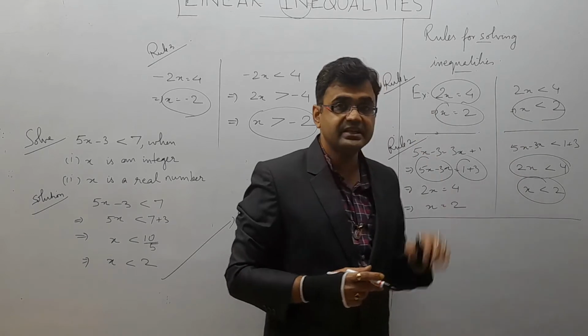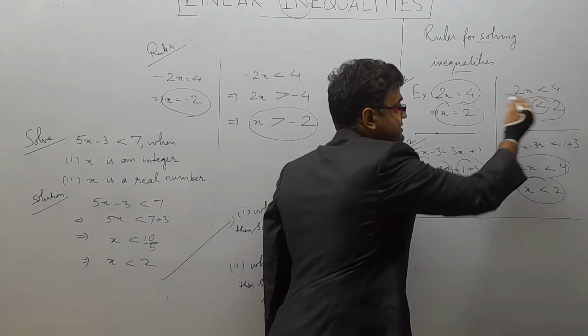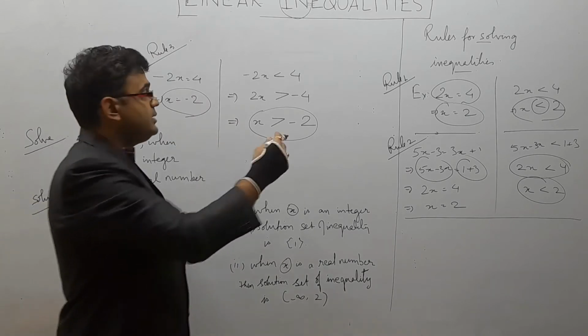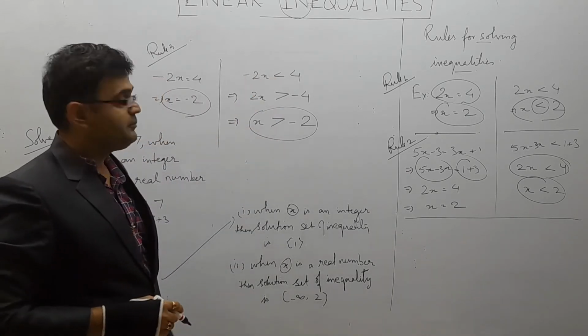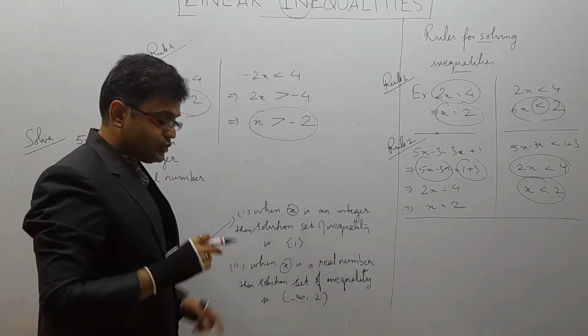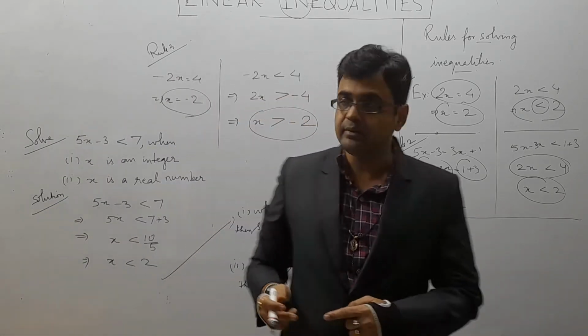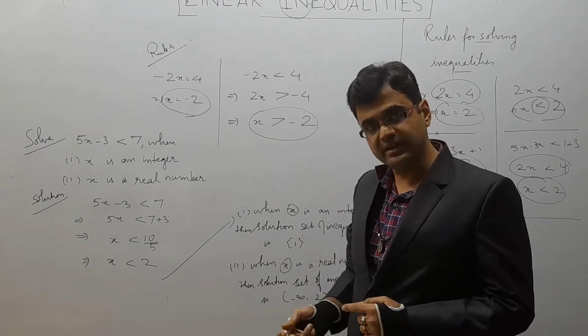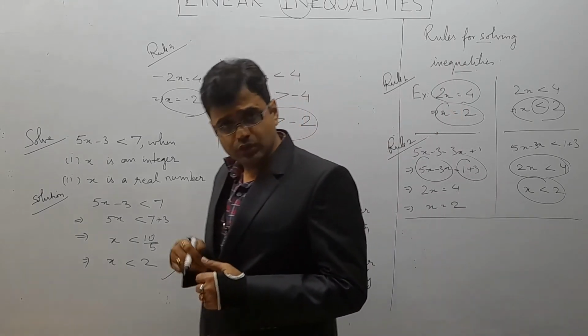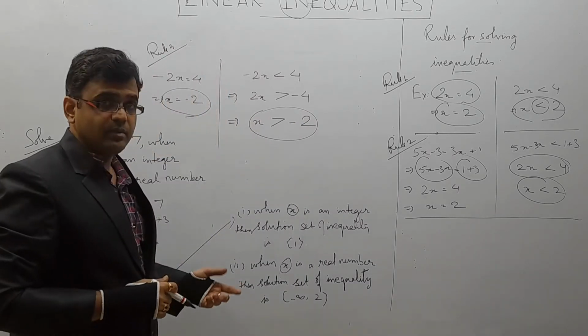So, it becomes x less than 2. The sign doesn't change. But here, we have divided both the sides by minus 2, so the sign changes. Whenever we divide or multiply both the sides by a negative number, the sign reverses. That's all. When we solve problems, we will be more clear about it.